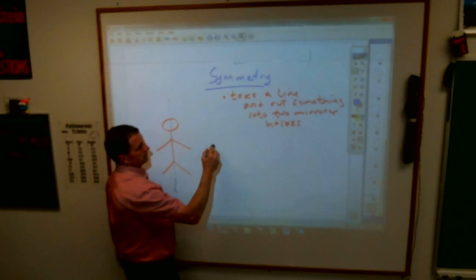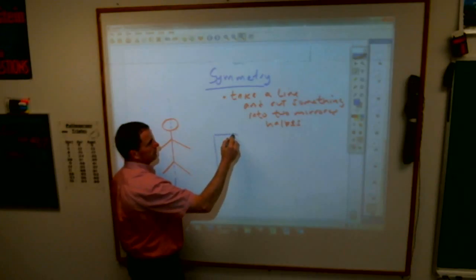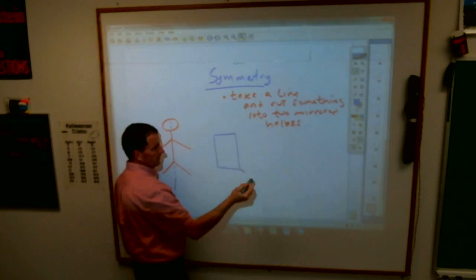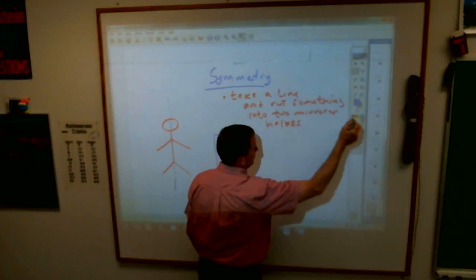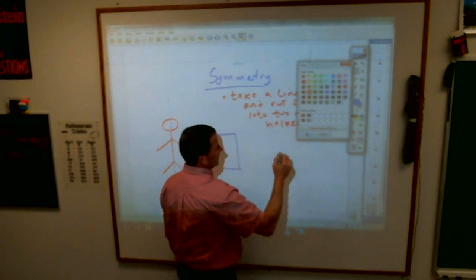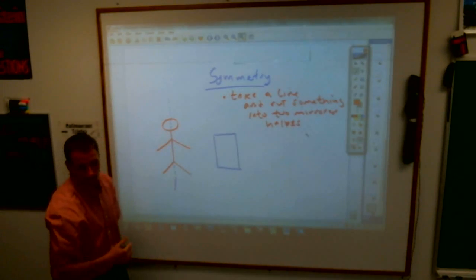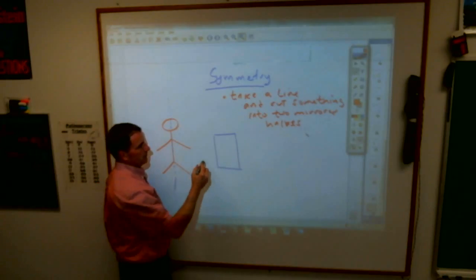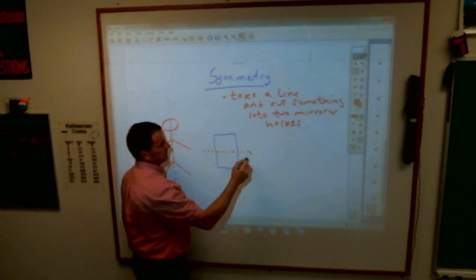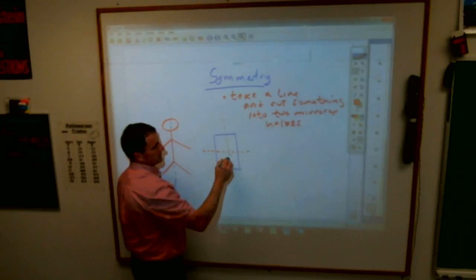When we look at shapes, for example, a rectangle, how many lines of symmetry would a rectangle have? How many different ways can you draw lines that cut it in half? When you fold them upon themselves, well, it's pretty simple. You know that you can cut it like this, and you can cut it like this. Are there more?